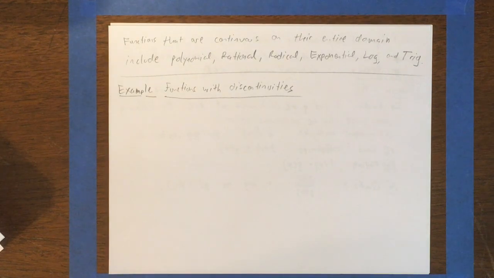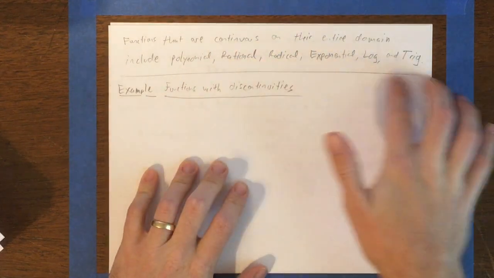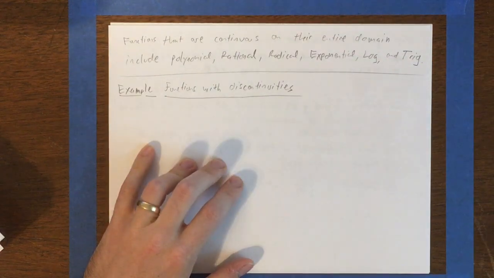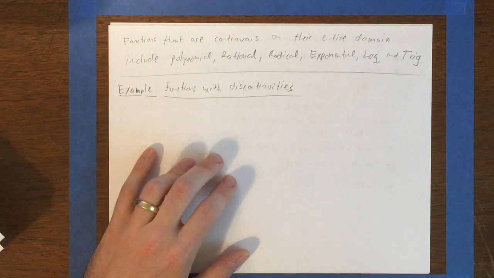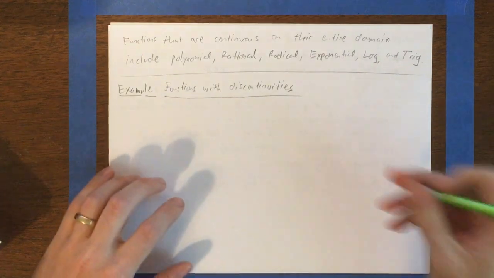Now, that doesn't mean that some of them don't have discontinuities, like a rational function can have those vertical asymptotes, right? So they can have discontinuities, but those are also points where the function's not defined, therefore not in its domain. As long as a function of any one of these types is defined, it's continuous. That is really going to be a huge help to us when we're trying to figure out limits later. So definitely remember that.